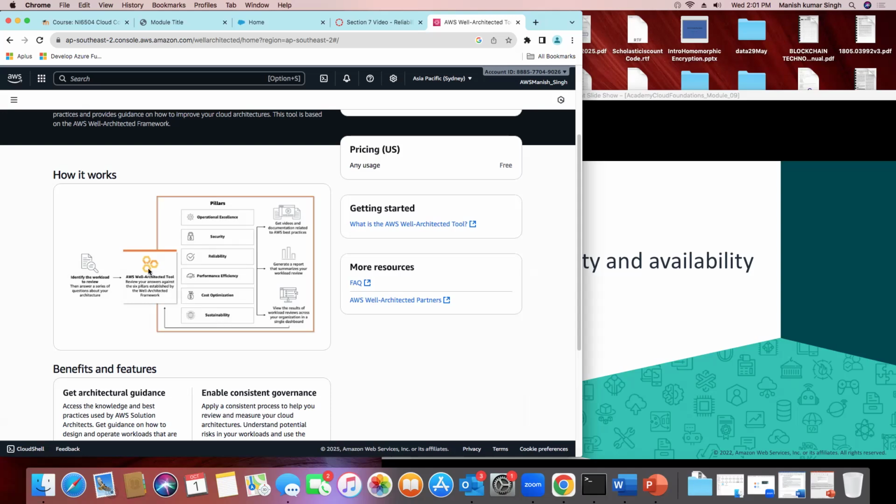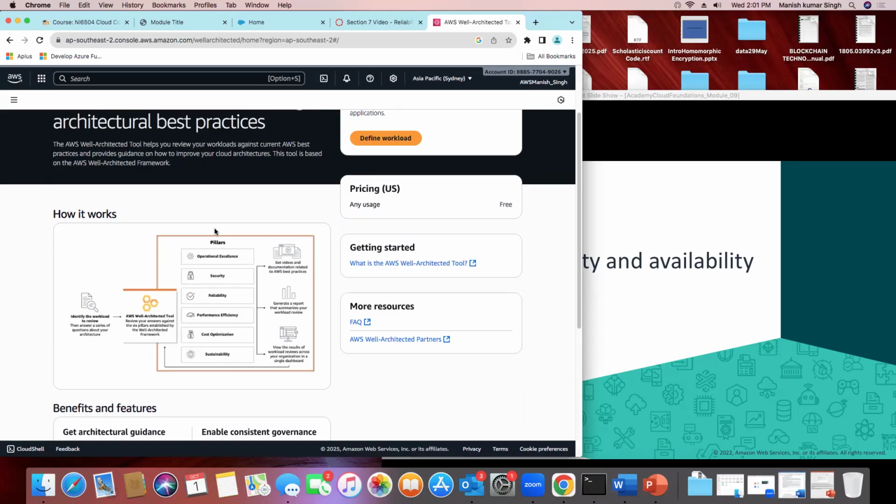Identify the workload to review. That is the first step. Then answer a series of questions about your architecture, the questions we looked at. Well, in this tool, not the ones we looked at, that was theoretical, when we do theoretical design, so to say. The tool reviews your answers against the 6 pillars established by the Well-Architected Framework. So these are the framework, right?